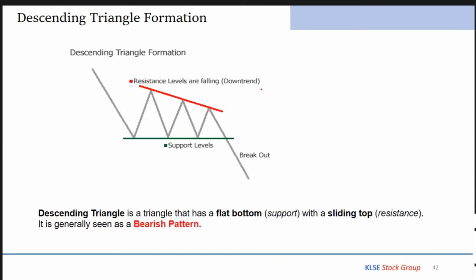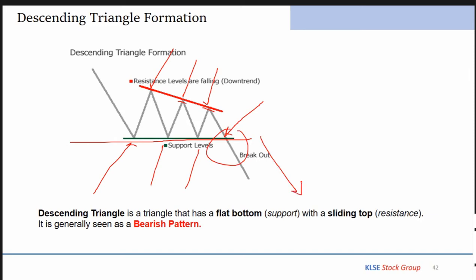Next, the opposite is the descending triangle. The price is pushing up from above, making lower highs, lower highs, lower highs, but the support remains the same, flat. Eventually, this is the level that you can break down. The breakout, the neckline. Breakout here, then it will go down. So this is called the descending triangle formation.